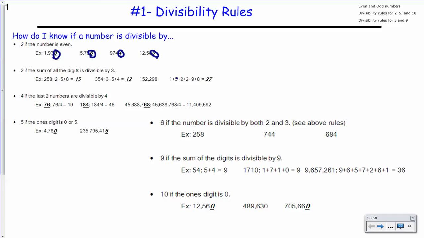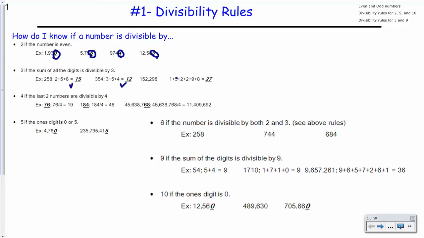How do I know if it's divisible by 3? If the sum of my digits is divisible by 3. So in 258, 2 plus 5 plus 8 equals 15. 15 divided by 3 is 5, so it's divisible. The number 354, 3 plus 5 plus 4, so that's 8 plus 4 is 12. So the sum of my digits is 12. Is 12 divisible by 3? It sure is. 12 divided by 3 is 4.